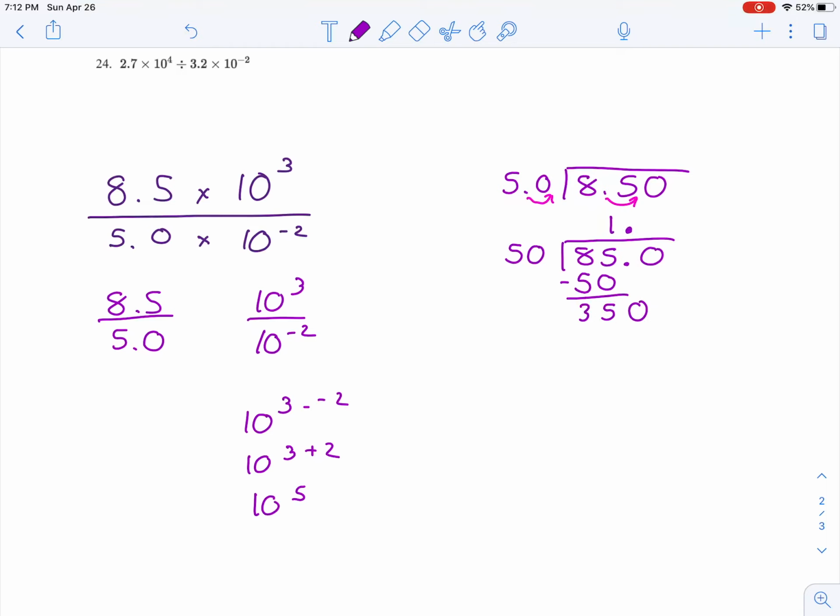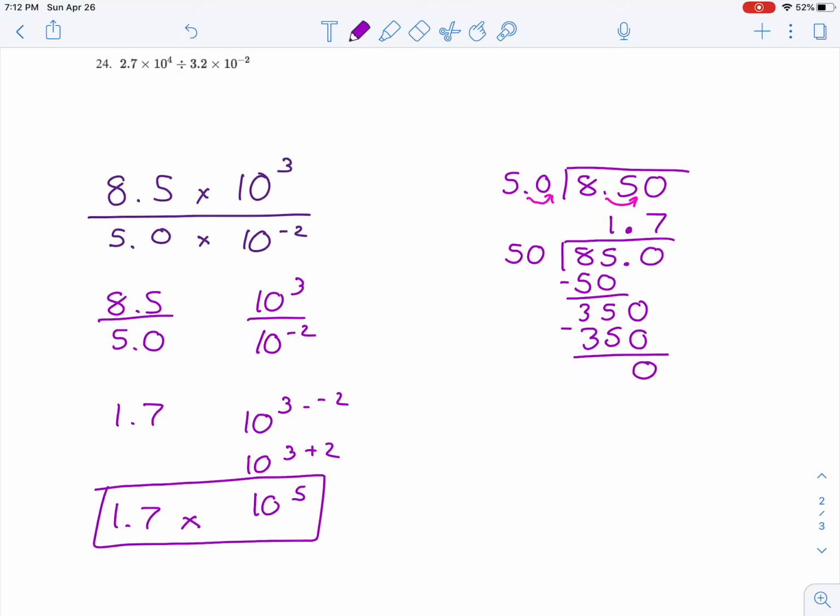Decimal goes up. 0 goes down. How many times does 50 go into 350? 7. 5 times 7 is 35. Remainder 0 tells us that we are done. It is 1.7. So the answer is 1.7 times 10 to the 5th. You could, of course, check that on a calculator.